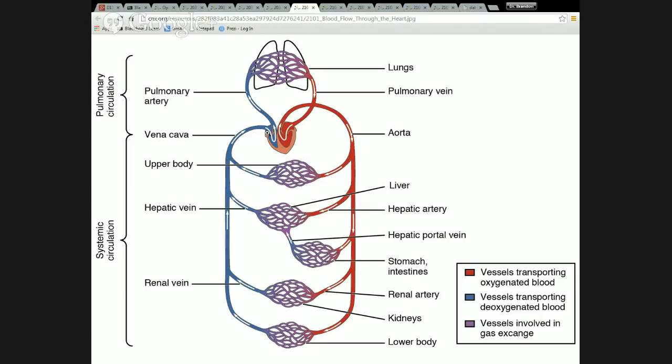That's a very simplistic idea, those three major types. We're going to look at types within that. There's really kind of 6 types of vessels that blood flows through from when it leaves the heart to when it comes back to the heart. So we're going to talk about some of those.